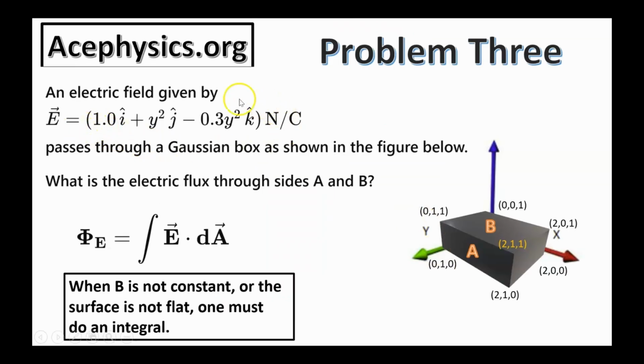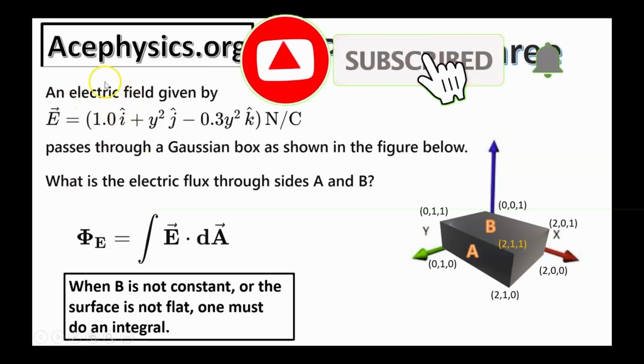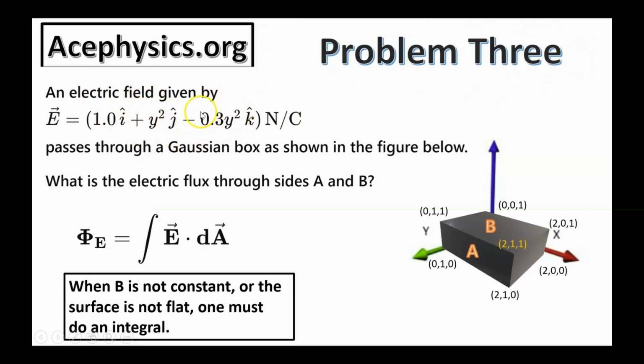Terrific! In this problem, we're discussing a vector field that's not constant. It varies. This formula is an electric field. It's a vector field. That means at every point in space, there's a vector. That's what a vector field is. And the vector always has the same x component, but its y component varies with the y position, and it goes as y squared. And its z component also varies with the y position, minus 0.3 y squared.